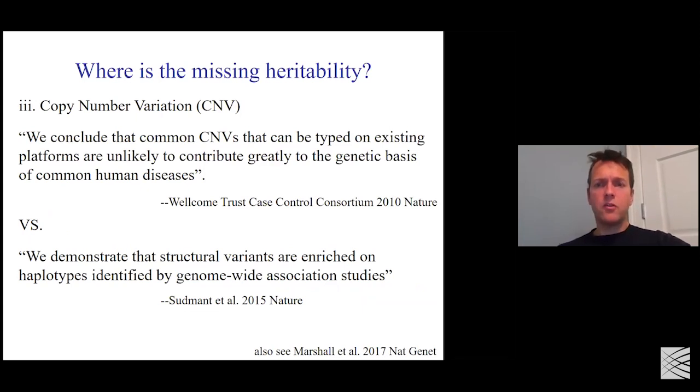All right, so moving on to explanation number 3 on my list, which is copy number variation. It is in principle possible that copy number variants are biologically important and contribute a lot to heritability, but are not well tagged by common SNPs.